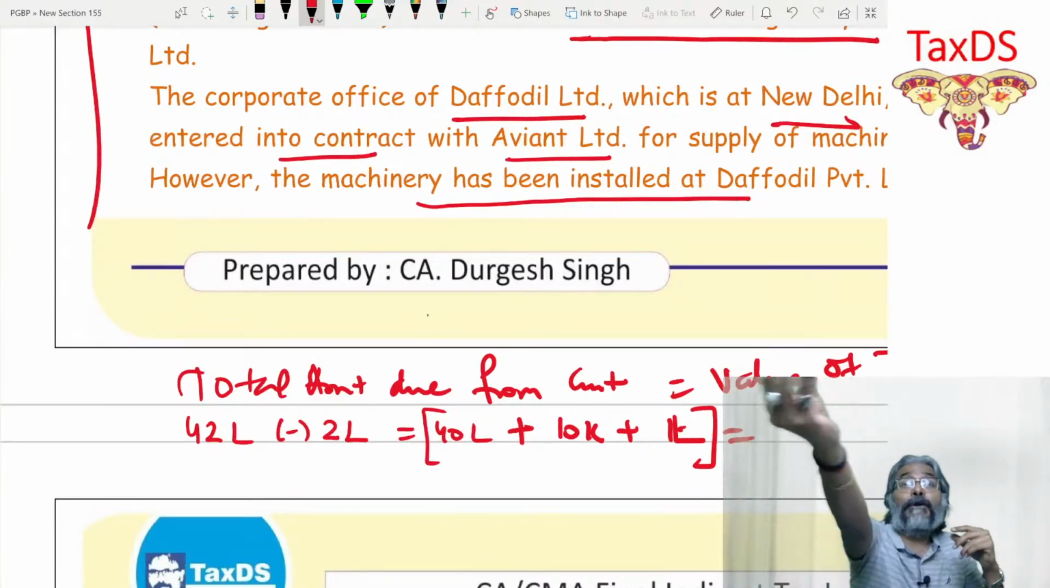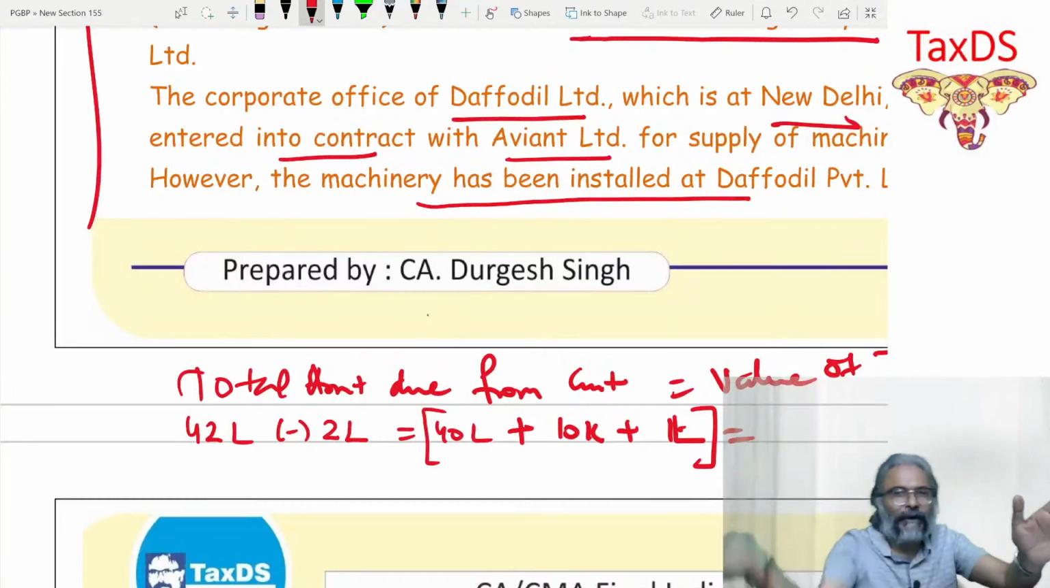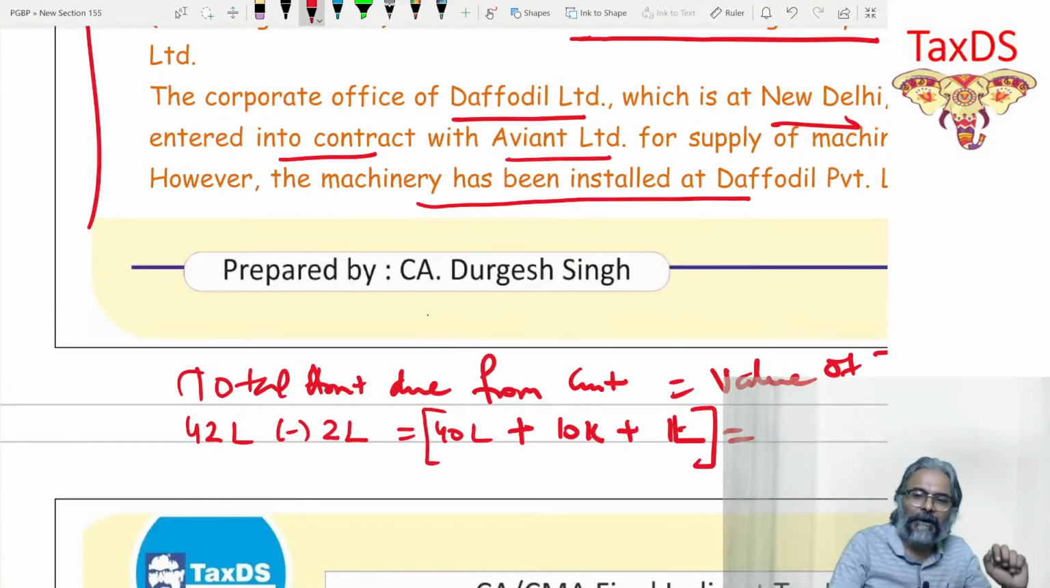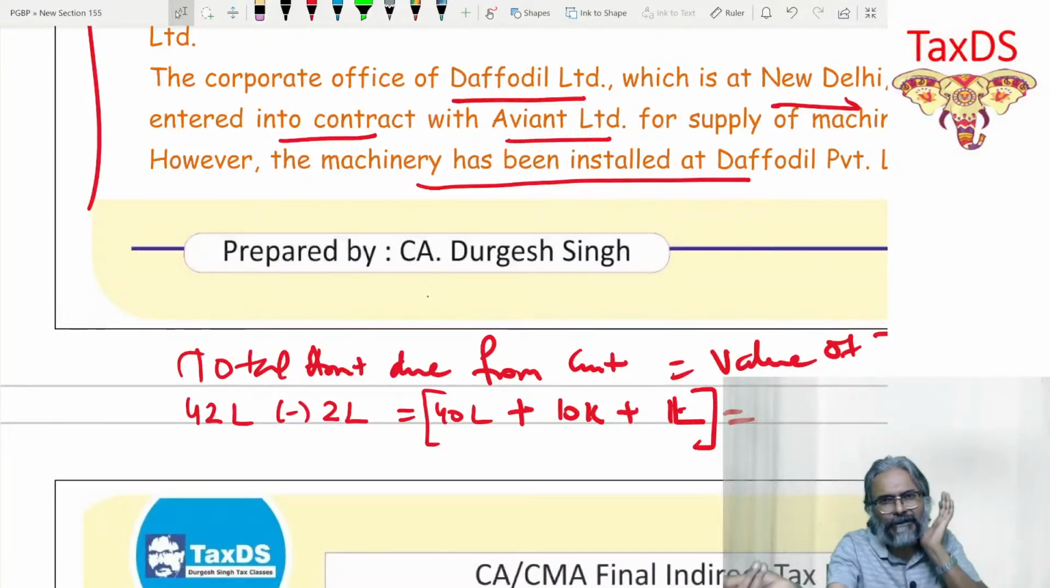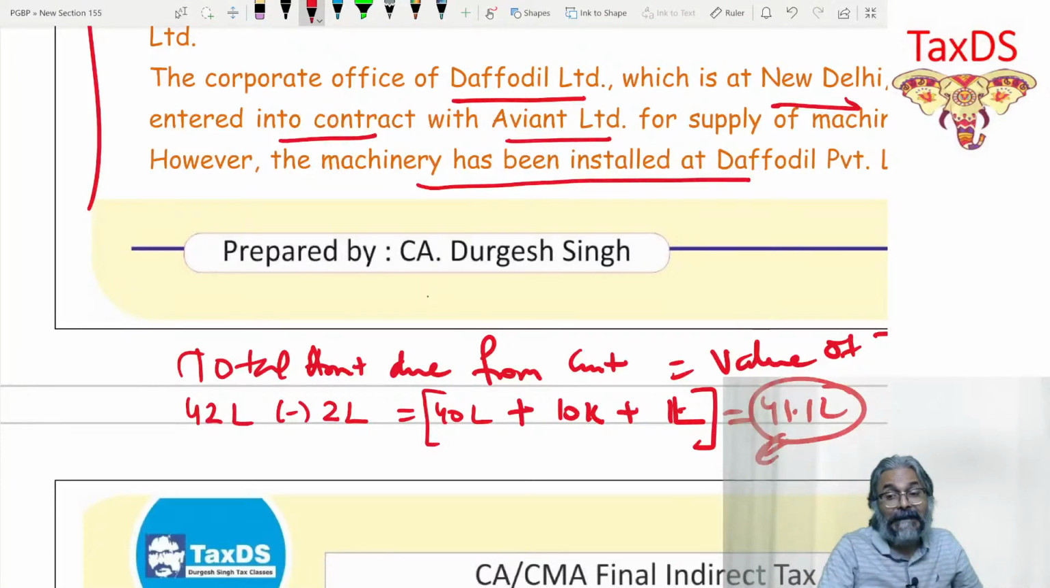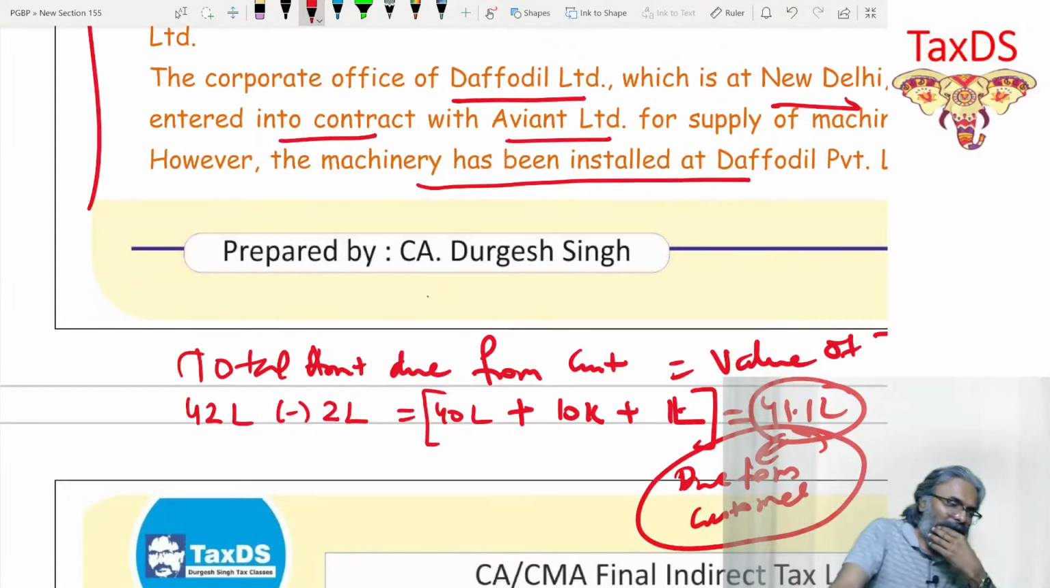You'll say, sir, discount also. Discount, no, that discount got reversed. So therefore, you're not eligible for discount. So what is due from you, because the discount got reversed, you didn't pay it within 15 days, so it got reversed. So what is due from you is 41 lakh 10,000. This is due from the customer. No, don't write 40. Write 42 minus 2. 42 minus 2. And don't write 43 10 minus 2.